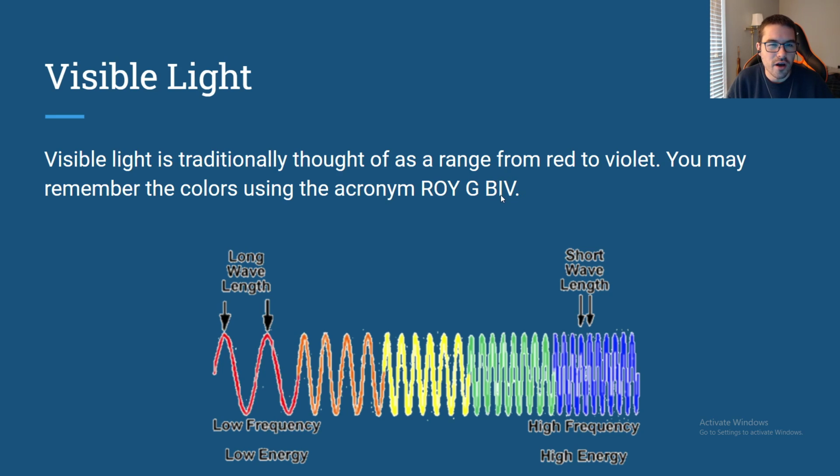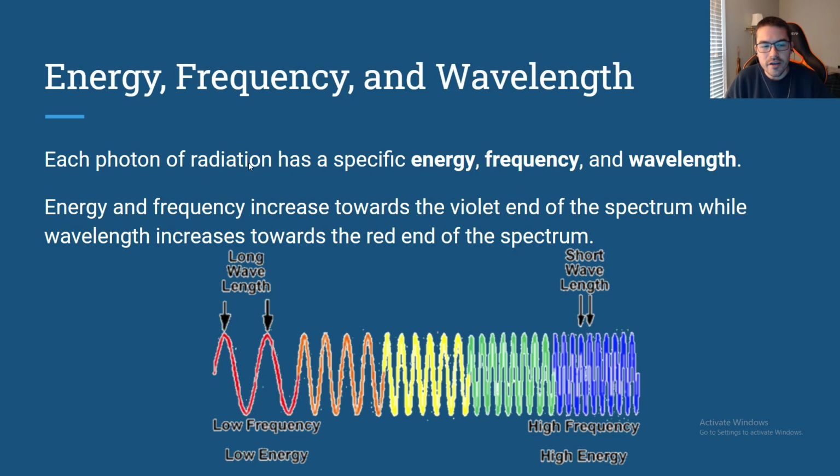Indigo, kind of hard to know what color that is exactly, but just think of it as sort of the color in between blue and violet. Okay, so that would be blue, indigo, and violet all over here. Each photon, or each little packet of radiation, has a specific energy, frequency, and wavelength. One other goal for today is that I want you to understand how these relate to one another.